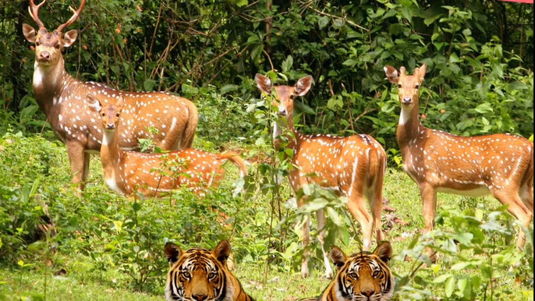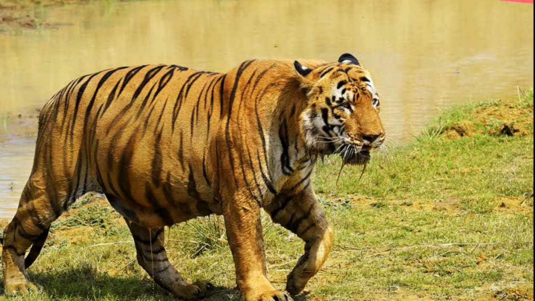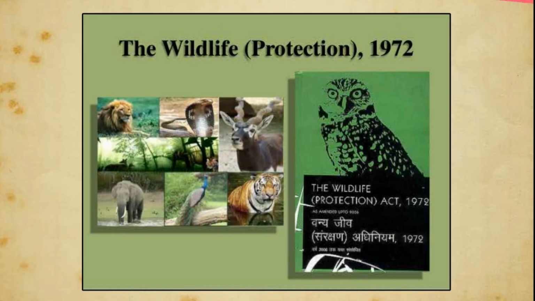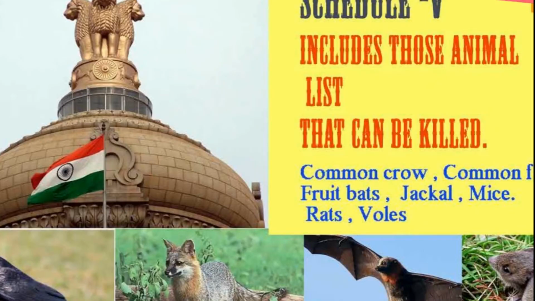The World Wildlife Fund, WWF, is an international organization which promotes the welfare of wildlife. WWF India was established in 1969 to promote the conservation of wildlife in India. The government passed a comprehensive wildlife protection law in 1972, which listed all the protected animals and birds. These animals cannot be killed. Killing of these animals could lead to severe punishment.